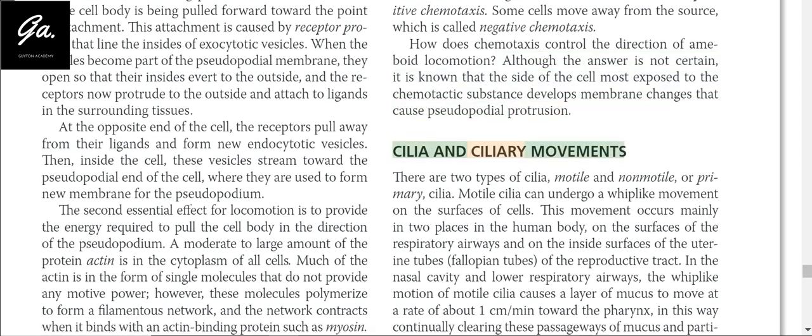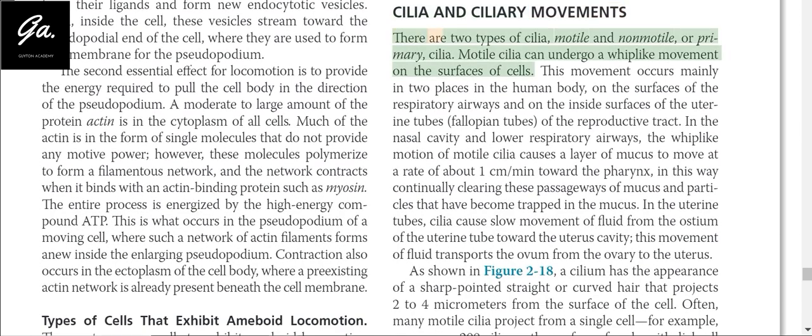Cilia and ciliary movements. There are two types of cilia, motile and non-motile, or primary, cilia. Motile cilia can undergo a whip-like movement on the surfaces of cells. This movement occurs mainly in two places in the human body: on the surfaces of the respiratory airways and on the inside surfaces of the uterine tubes of the reproductive tract.